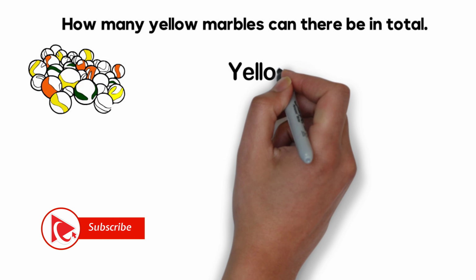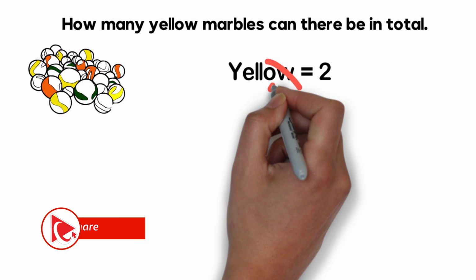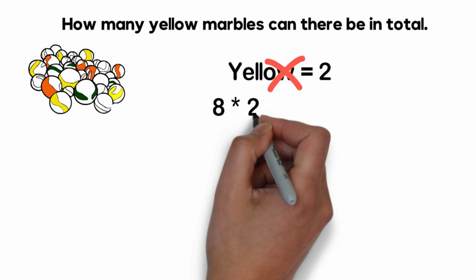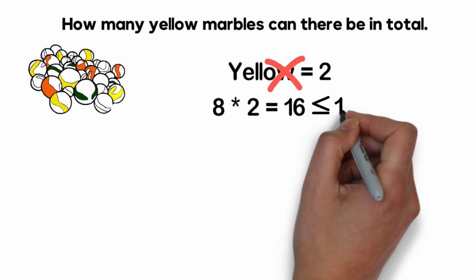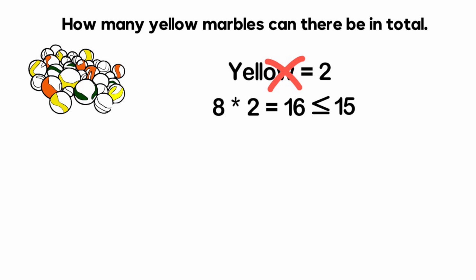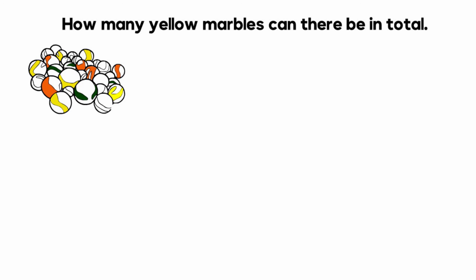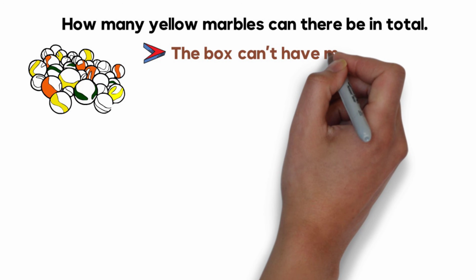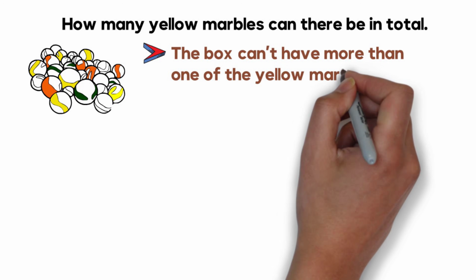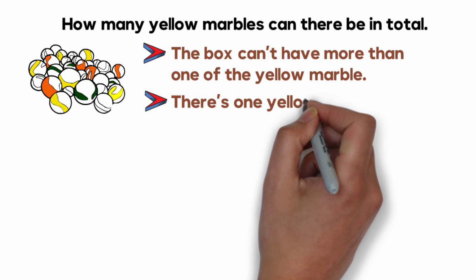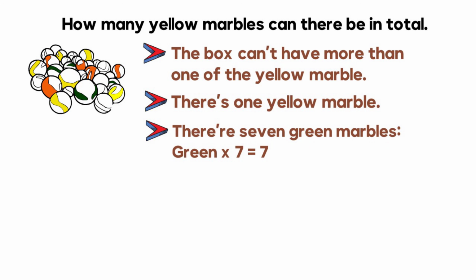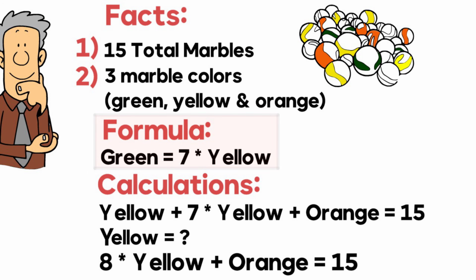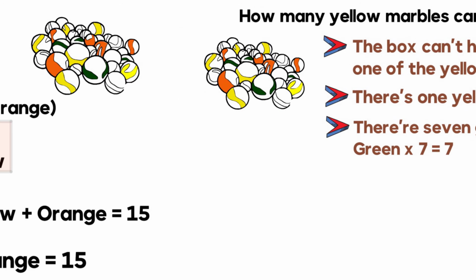Can there be 2 yellow marbles? No, because if we multiply 8 by 2, we get a total of 16 marbles, which is greater than 15, the current total number of marbles. Based on this information, the box cannot have more than 1 yellow marble. And if there is only 1 yellow marble, there are going to be 7 green marbles, because we already have a formula that the number of green marbles is calculated by multiplying the number of yellow marbles by 7.